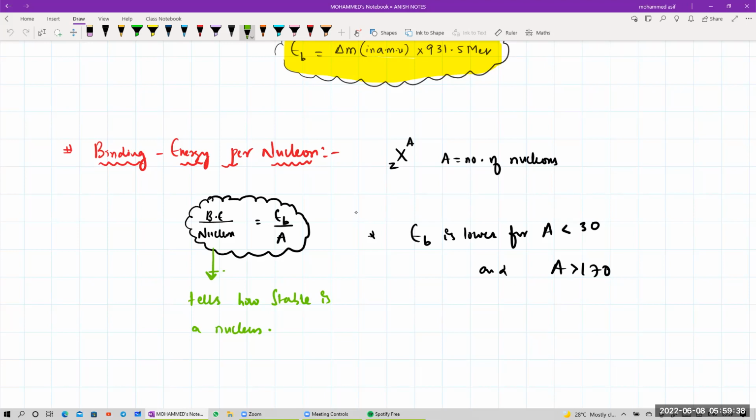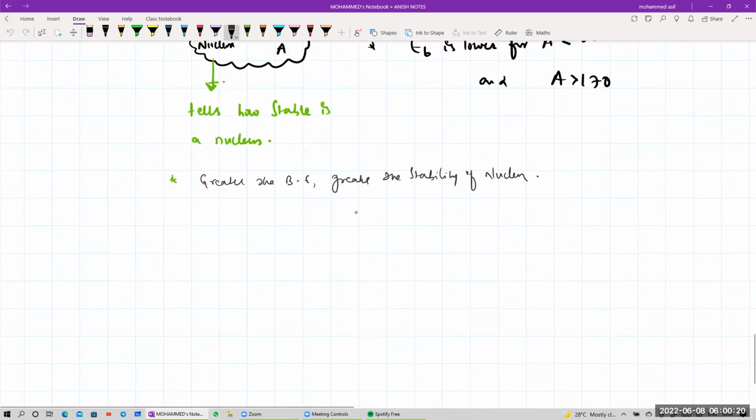So can I say that greater the binding energy, greater will be the stability of the nucleus? Yes, sir. Greater the binding energy, greater is the stability of the nucleus. Binding energy per nucleon is nothing but the nuclear binding energy divided by the mass number.